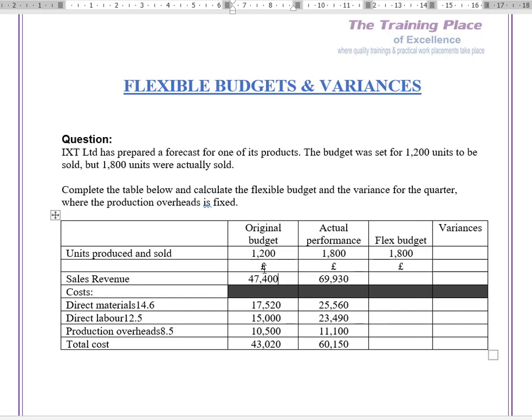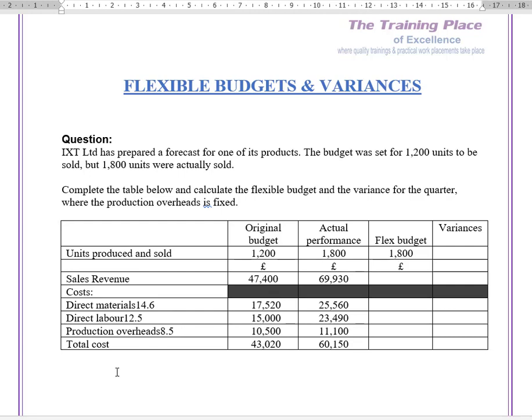We then need to look at how I actually go about flexing this budget. In flexing the budget, I have to go with my original budget, which I set as 1,200 units, find the cost of one unit and multiply it by my actual activity level. Your actual activity level is 1,800 units. So I want to convert my £47,400, which was for 1,200 units, and compare like for like. If it was 1,800 units, what would it have been?